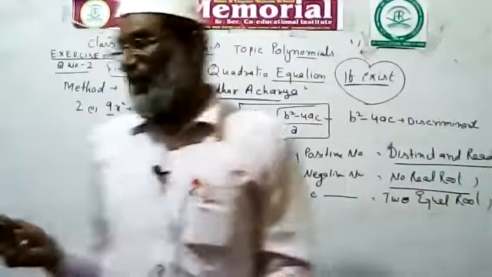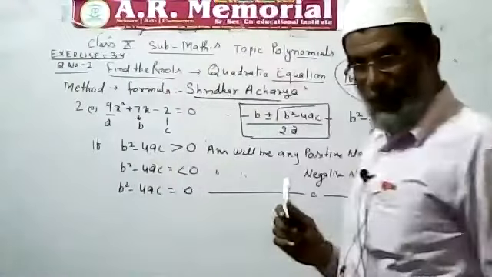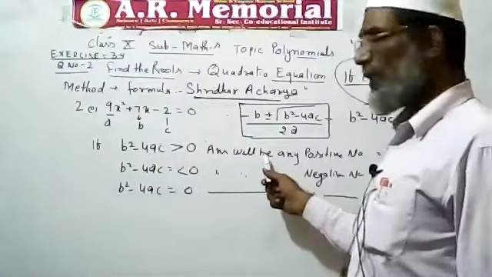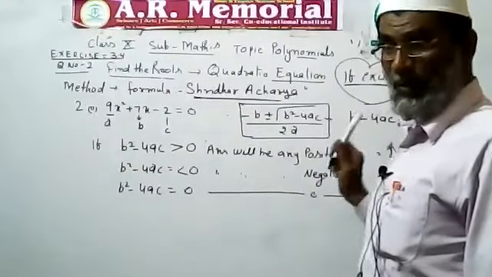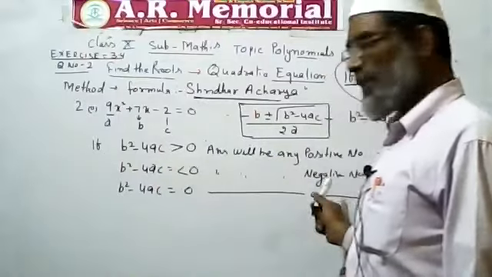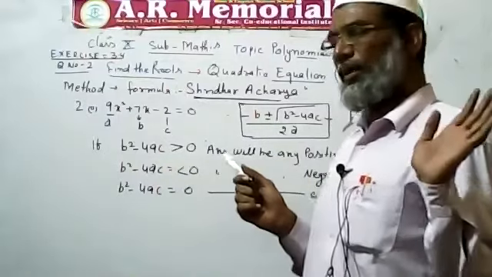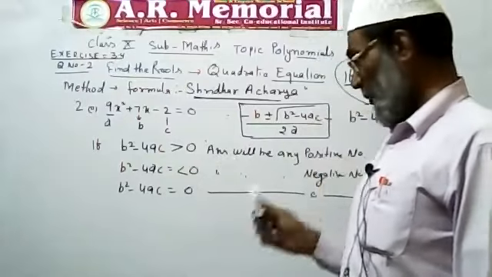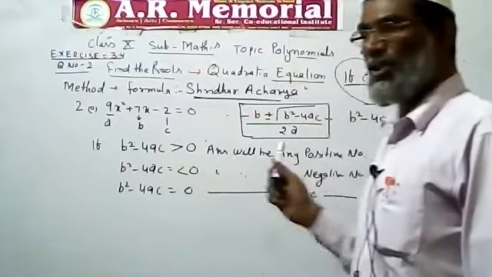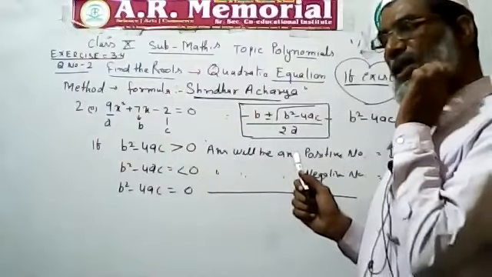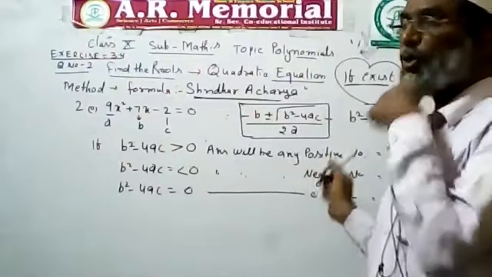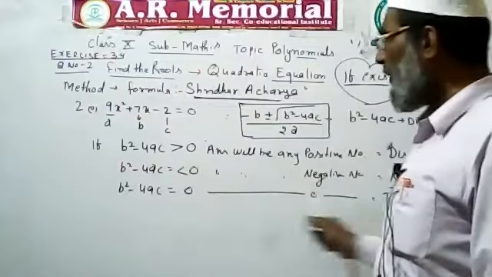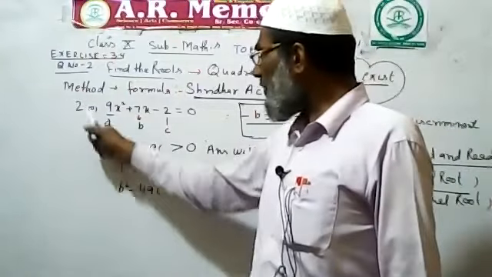First of all, we solve b square minus 4ac. If it is a positive number, yes, the roots are distinct and real. If it is a negative number, there is no necessity to solve the question further; directly you can write there is no real root. And if b square minus 4ac is 0, yes, the roots are real, but both should be equal. This is the way. Now this is the question.